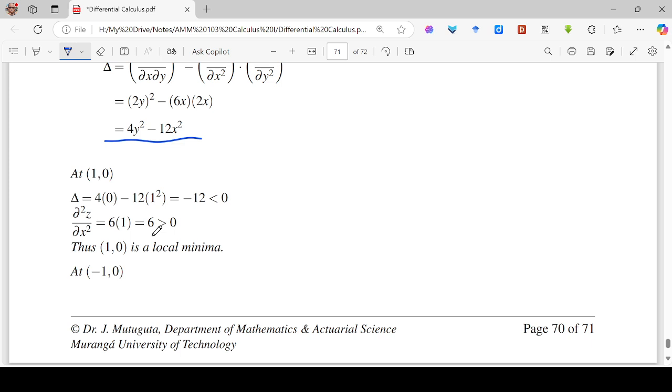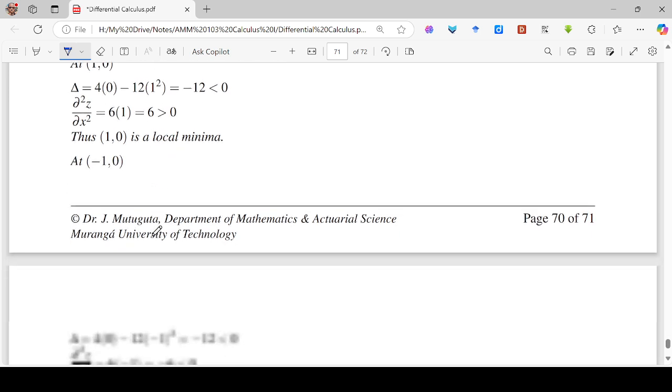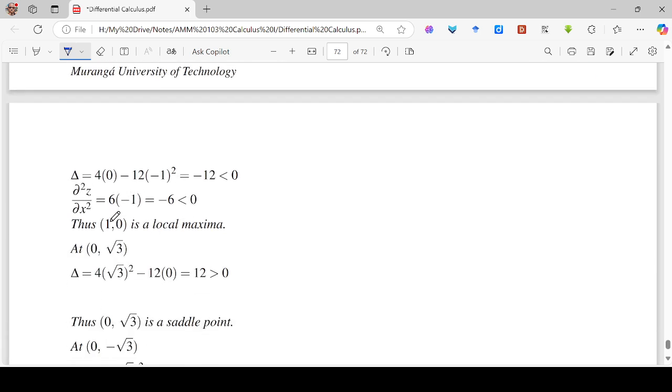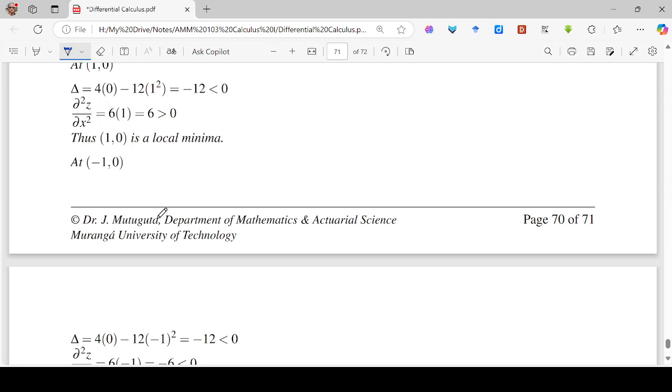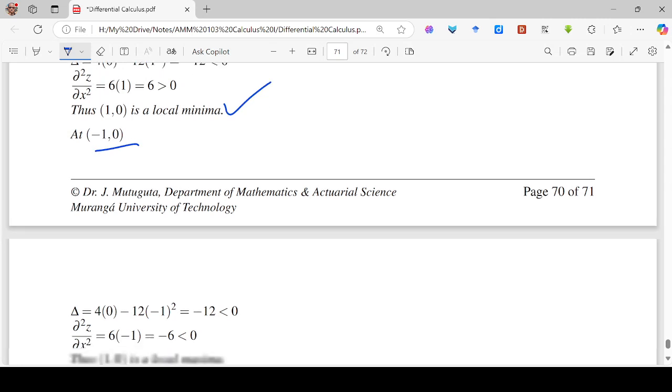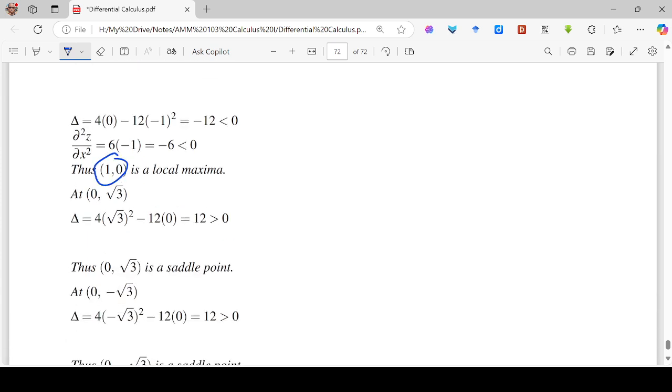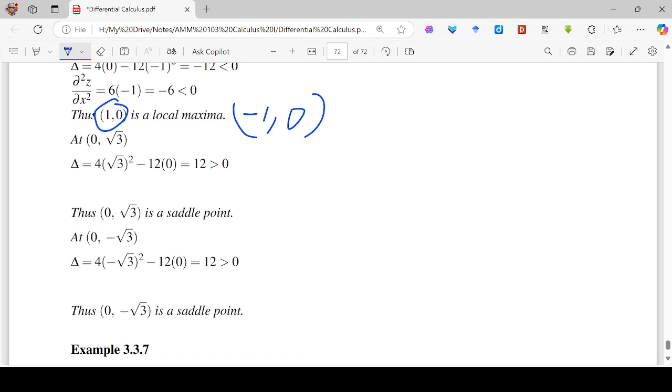So we have (1, 0) is a local minima. Sorry, there is an error here. (1, 0) is a local minima. Then (-1, 0), this should be (-1, 0), that one is a local maxima. Then we have a saddle point at (0, root 3), and another saddle point at (0, minus root 3). So this function has two saddle points, a local maxima and a local minima.